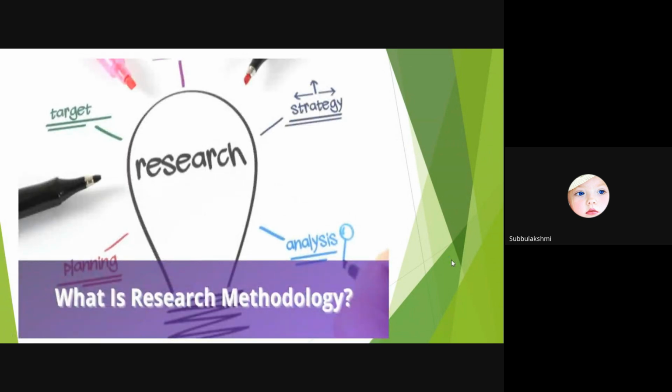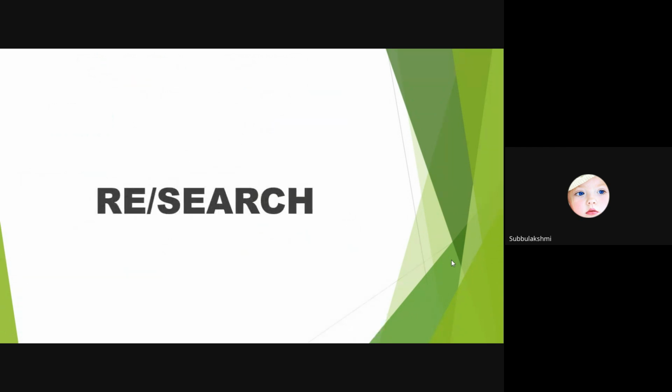Let us begin. What is research methodology? First, what is research? It is re-search. That is how the word has been coined. Search is something that already exists. I want to mention here the difference between discovery and invention. So what is discovery and what is invention?